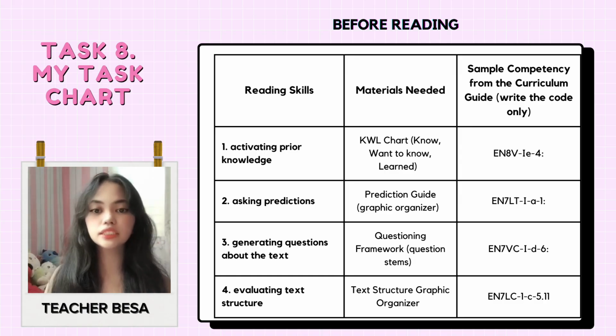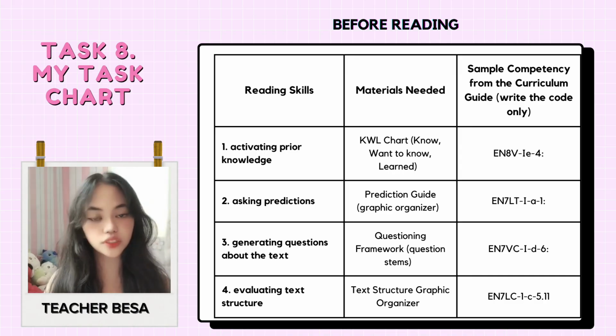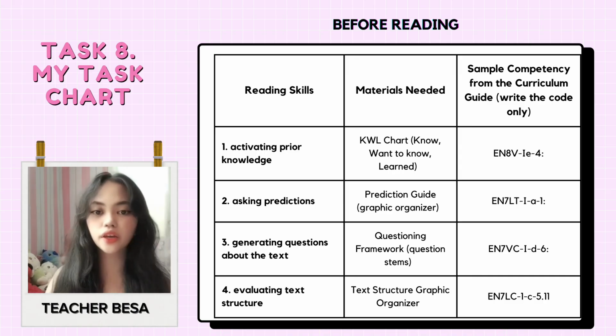Number 4, reading skill: evaluating text structure. The material needed is a text structure graphic organizer. The sample competency from the curriculum guide is EN7LC-I-C-5.11. Understanding text structure helps students navigate different types of text effectively. A graphic organizer allows them to visualize how information is organized, which aids in comprehension and retention of the material. This curriculum code emphasizes the need for students to recognize how structure influences meaning.